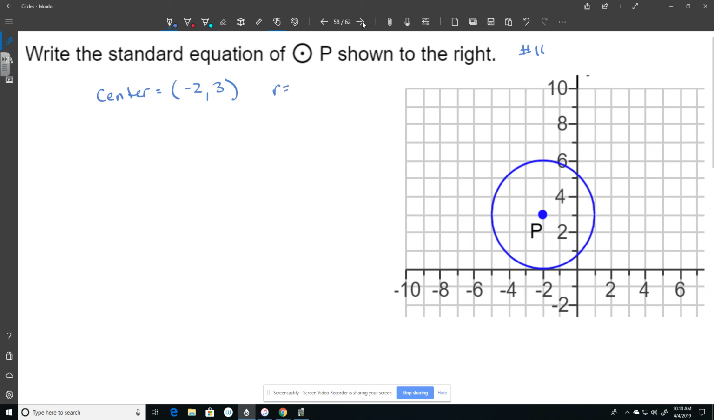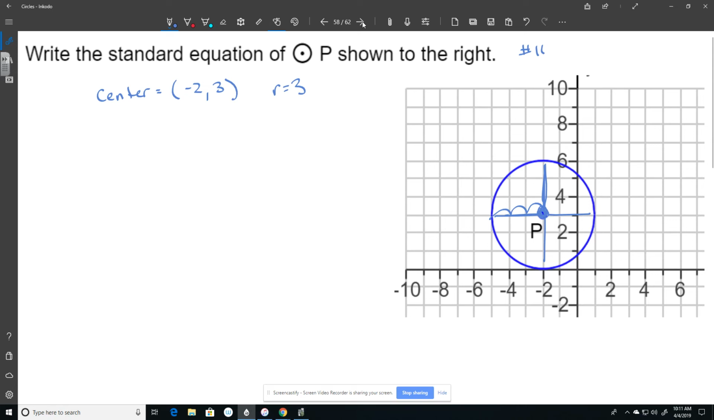And then my radius is just the distance from the center to an edge. And it doesn't matter which one I count. I just need to count one of them. So that distance is 1, 2, 3. So my radius is 3.